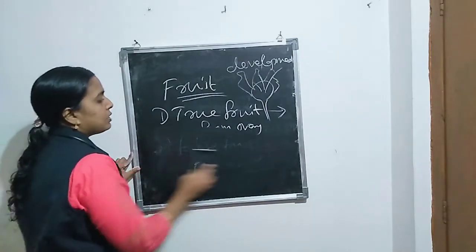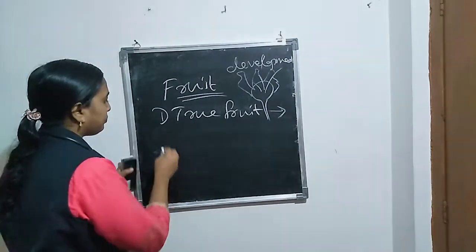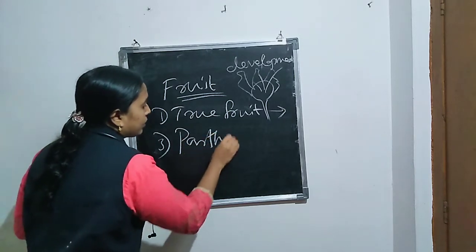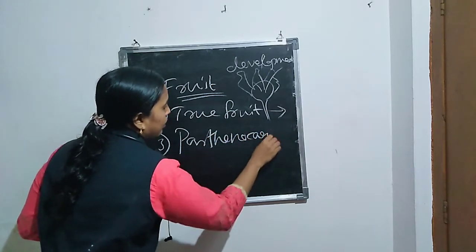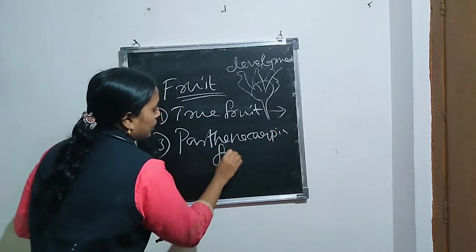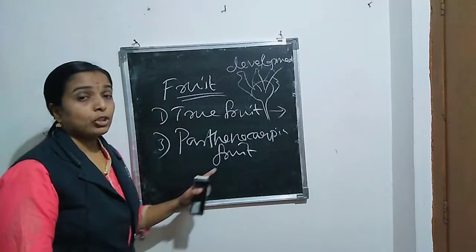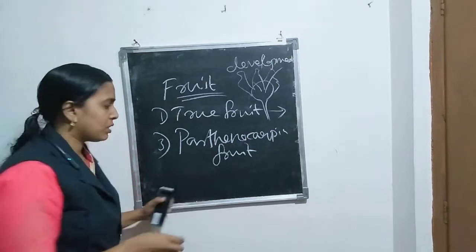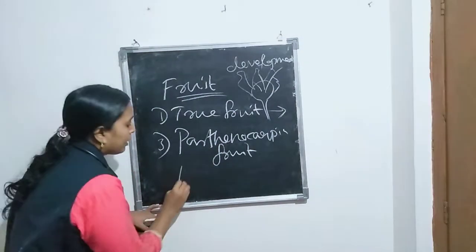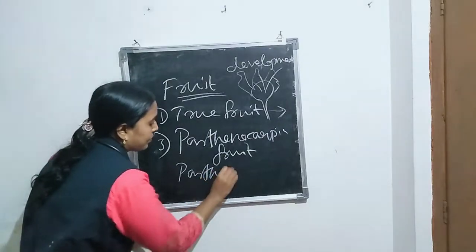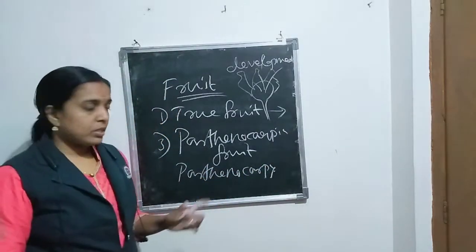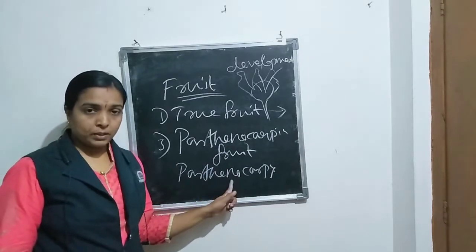Then the third type is known as parthenocarpic fruit. This type of fruit is developed through a process known as parthenocarpy. What is parthenocarpy?